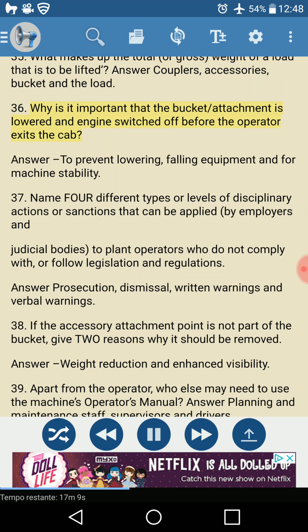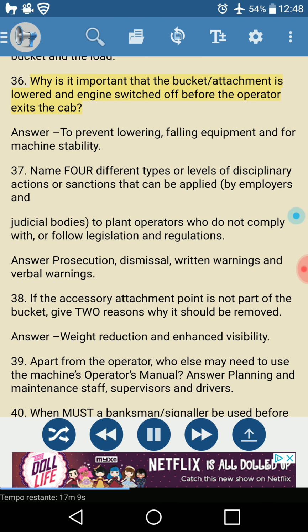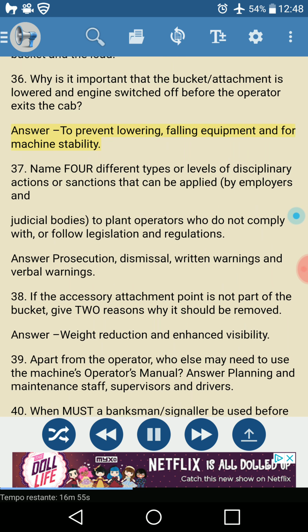36. Why is it important that the bucket attachment is lowered and engine switched off before the operator exits the cab? Answer. To prevent lowering, falling equipment and for machine stability.